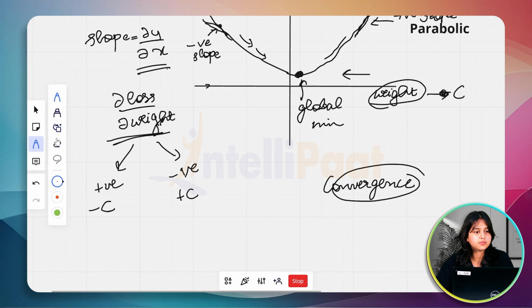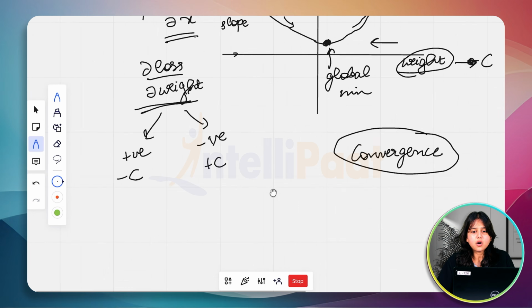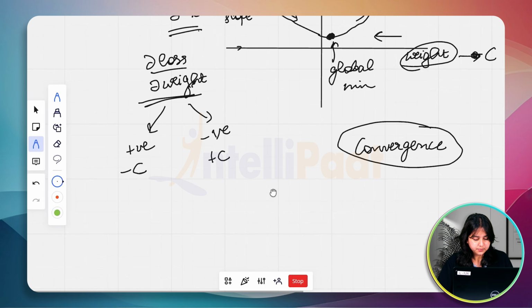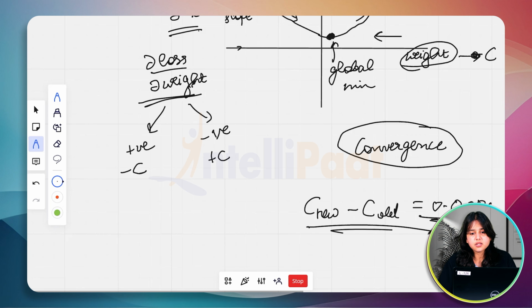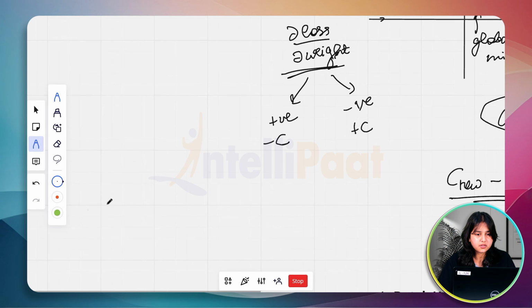So this is a term that you will be coming across a lot. Reaching the convergence is basically the point where you find your global minimum, right? So how do you know when you have reached the convergence? It is basically when you have your C new minus C old somewhere around 0.001. So this is how you know you've reached convergence. Now what is C new, what is C old? Let's look at this formula.